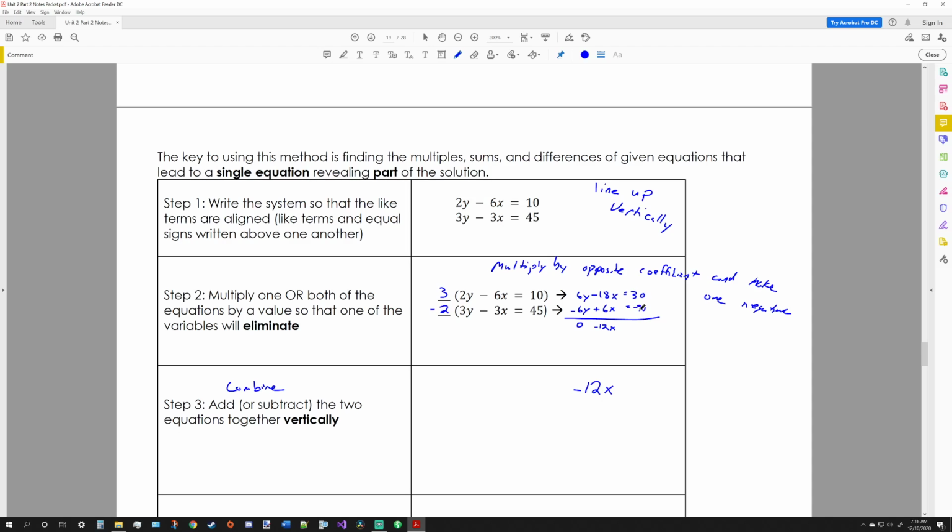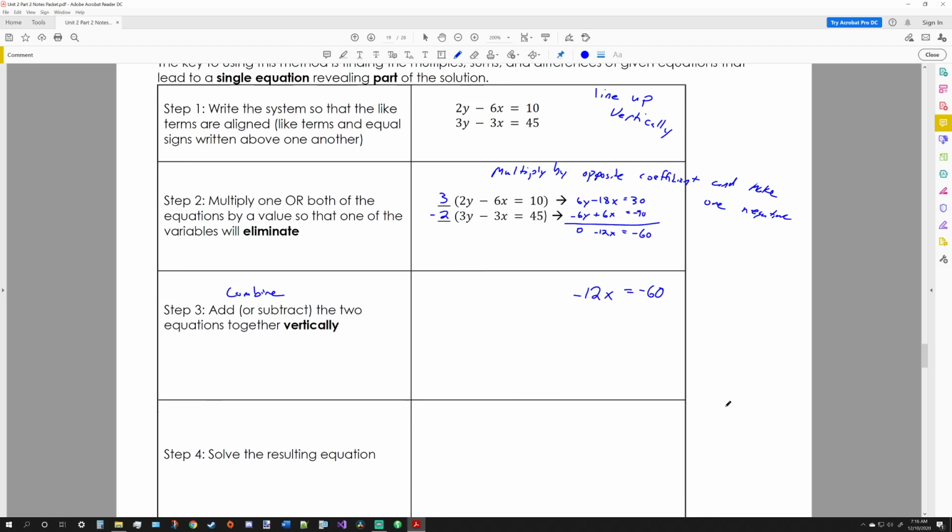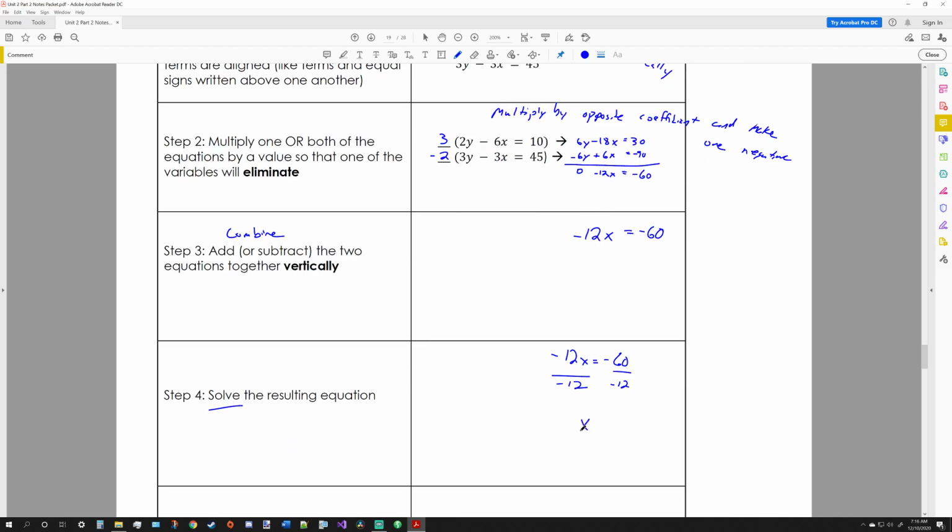And 30 minus 90 is negative 60. And so this is the equation I end up with, and I just have to solve that resulting equation. So I would take that and divide by negative 12. And I see that x equals 5.